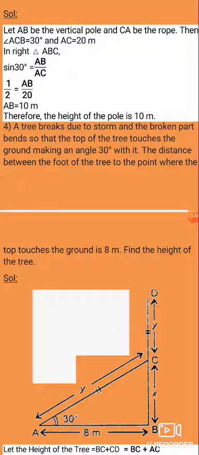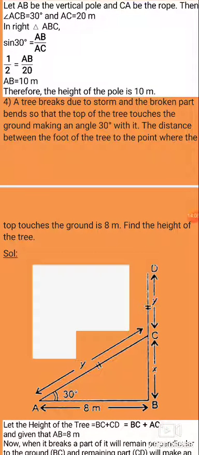It bends in this form. So CD and AC are the same. Now we need to find out the total original height of the tree, that is BD. So the height of the tree is equal to BC plus CD, which is the same as BC plus AC. And the given condition is AB equal to 8 meters.